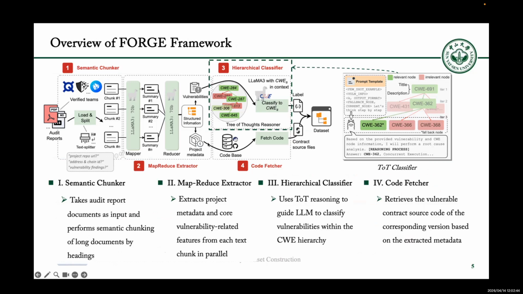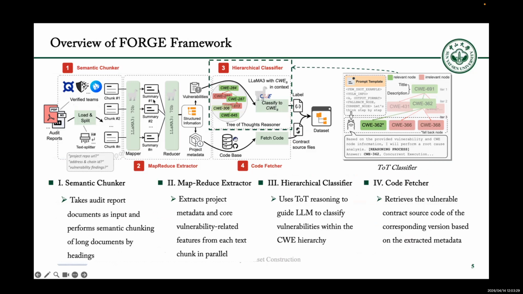So we build the Forge framework. It is the first end-to-end framework for automatically constructing CWE-labeled smart contract vulnerability datasets from real-world audit reports. Forge has four modules. The first module is the semantic chunker, at the left part of the picture. This chunker parses PDF audit reports and Markdown audit reports and splits them into semantically coherent chunks using headings and paragraph boundaries, so each chunk fits within an LLM's context window.